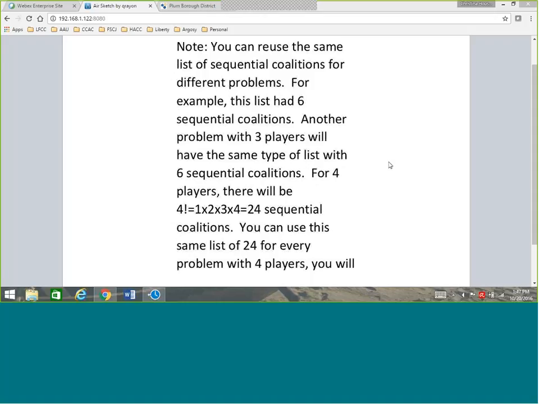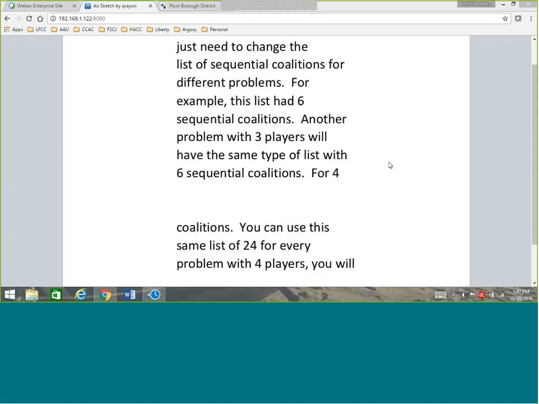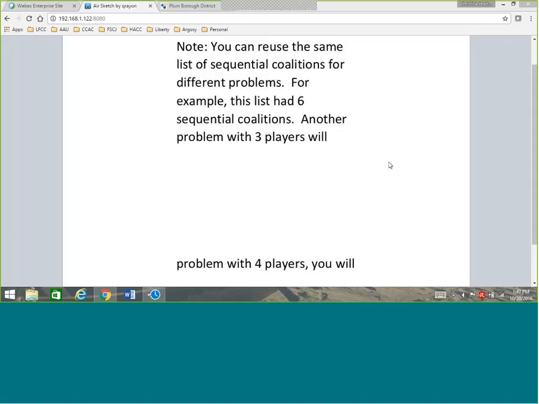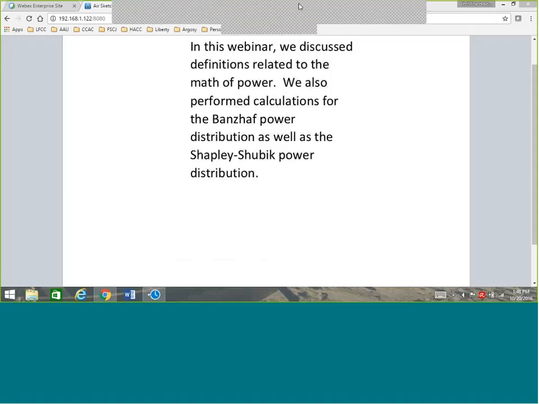Same thing with 24 sequential coalitions. Find an example of this in the book or in the homework, and then just use that same list of sequential coalitions for every problem with 4 players. In that case, you can use the same list, you just need to change the underlying players for that. Okay, so in this webinar, we discussed definitions related to the math of power and also performed calculations with the Banzhaf power distribution and the Shapley-Shubik power distribution.